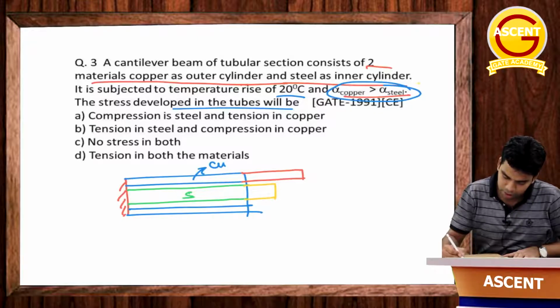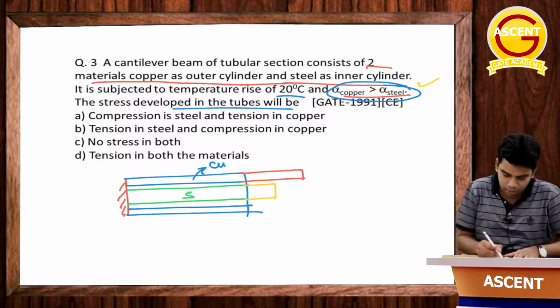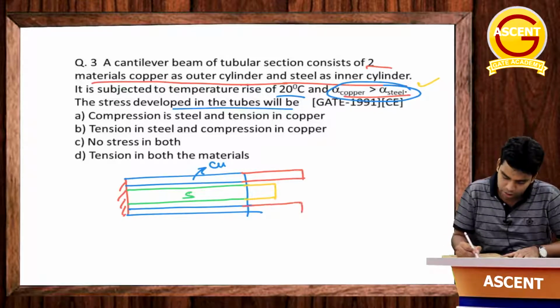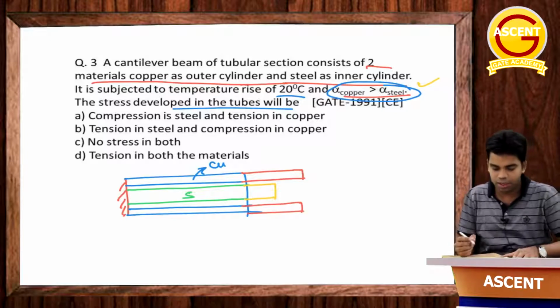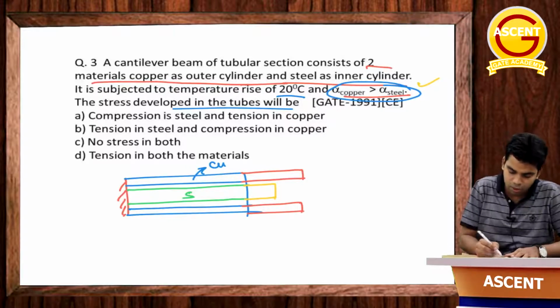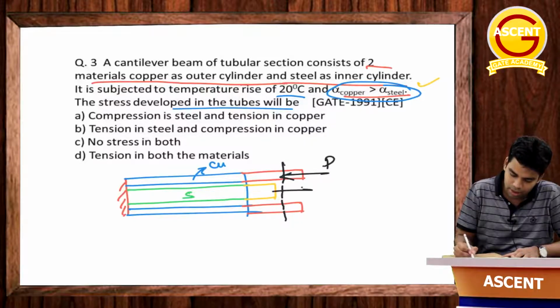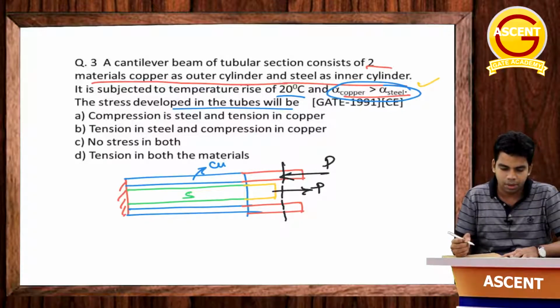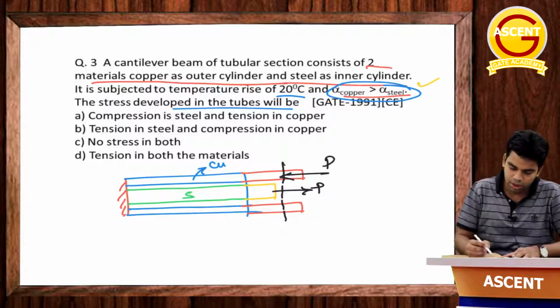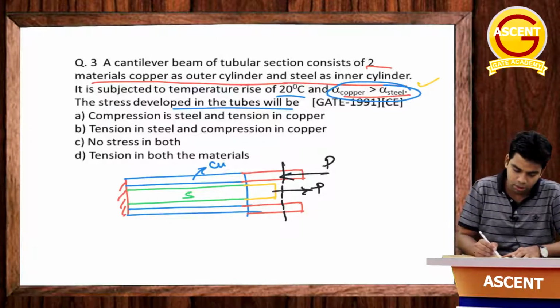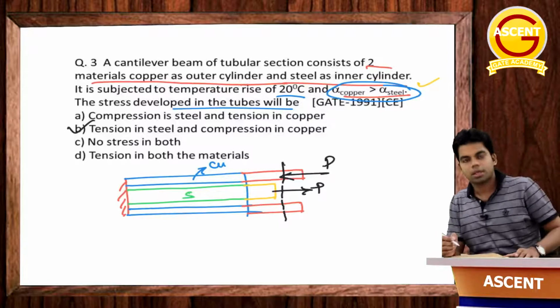Because alpha of copper is greater than alpha of steel, copper would have expanded more and steel would have expanded less. But since we have joined both, both will stop somewhere at this particular point. That means there is a compression in copper and there is tension in steel. So the answer should be tension in steel and compression in copper. Answer should be B. Getting this now?